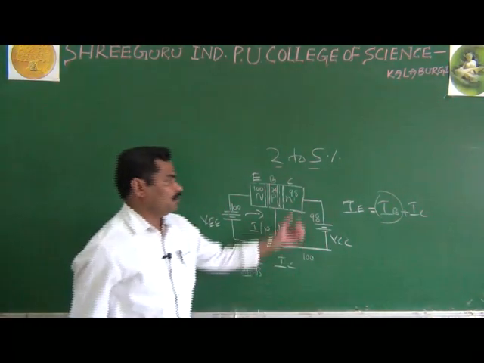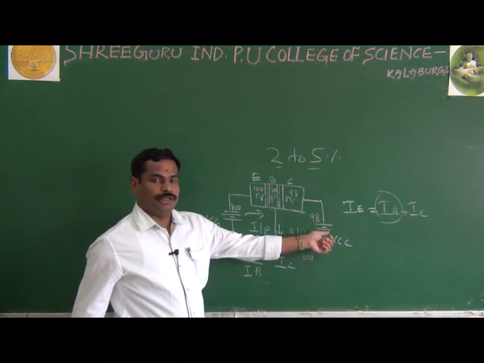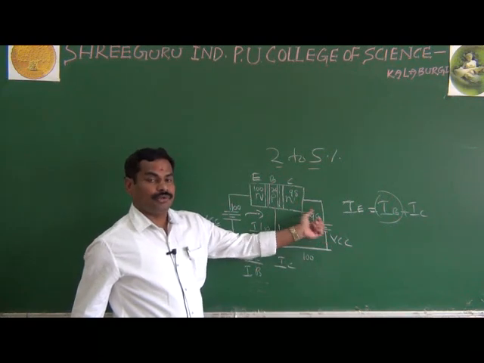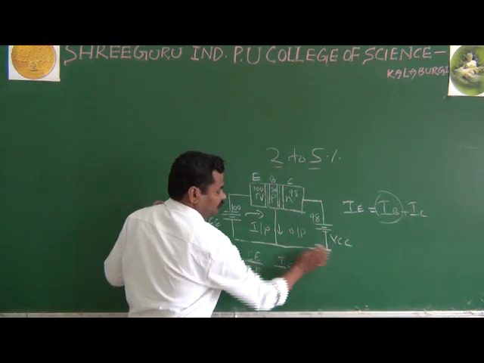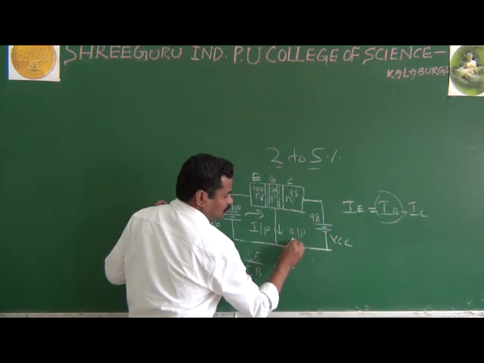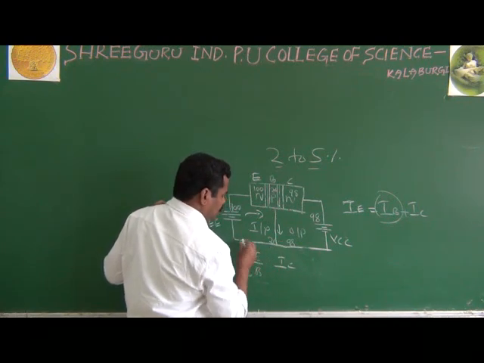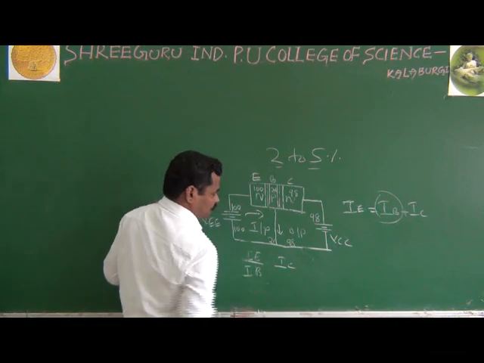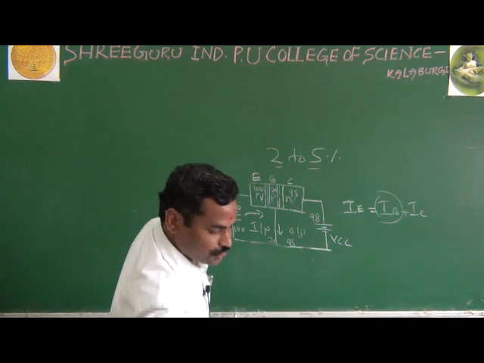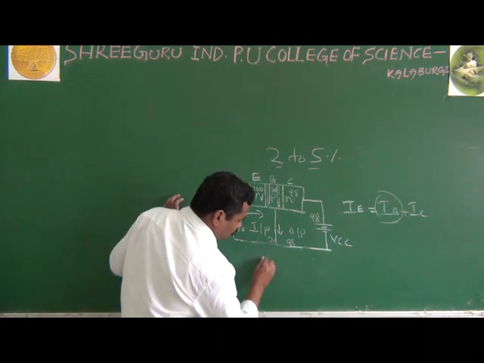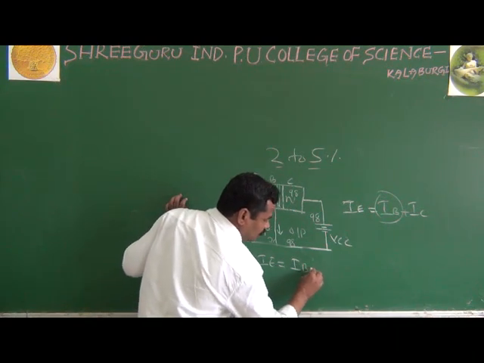Because of the positive supply, these electrons will be attracted to the positive supply, and we will get 98 electrons coming out of the collector. Here you have the 98 coming from the collector, and 2% from the base, and the remaining you will get as 100 here. It means you can write this equation, IE equals IB plus IC.